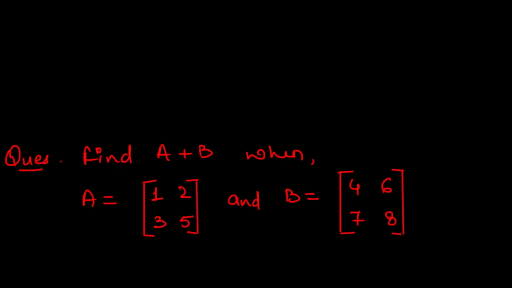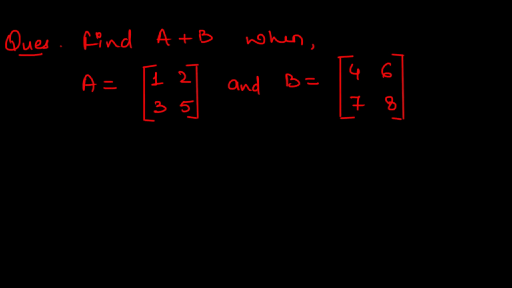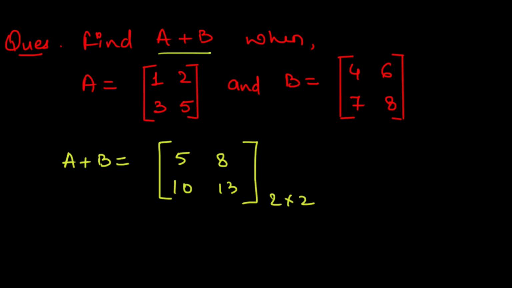Let's try to understand through an example. We have A as 1, 2, 3, 5 and B as 4, 6, 7, 8 and we need to find A plus B. So A plus B will be 1 plus 4, that is 5, 2 plus 6, that is 8, 3 plus 7, that is 10, and 5 plus 8, that is 13. See that the dimension of the resultant matrix is the same as A and B.